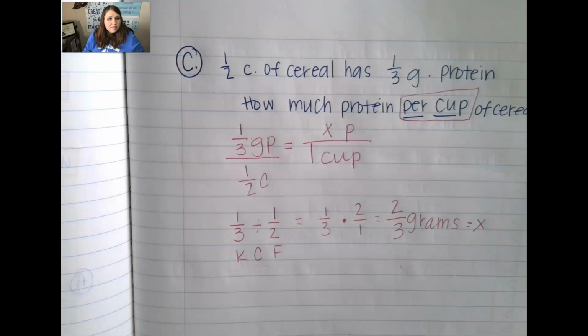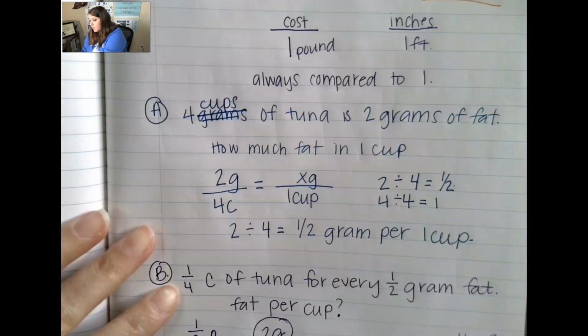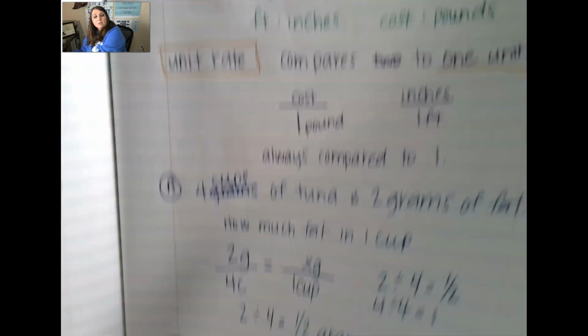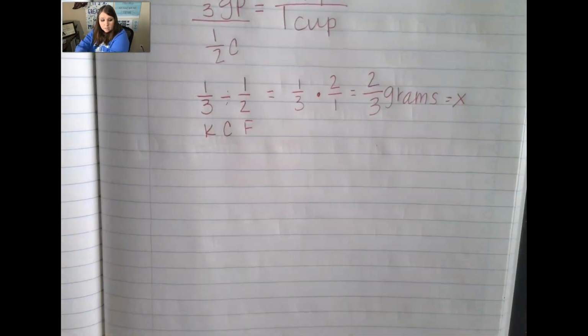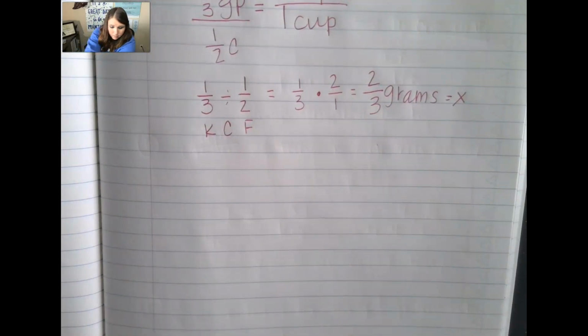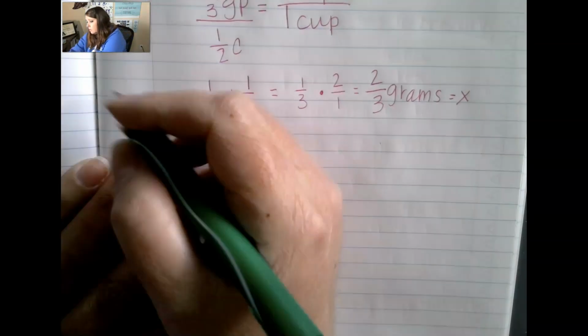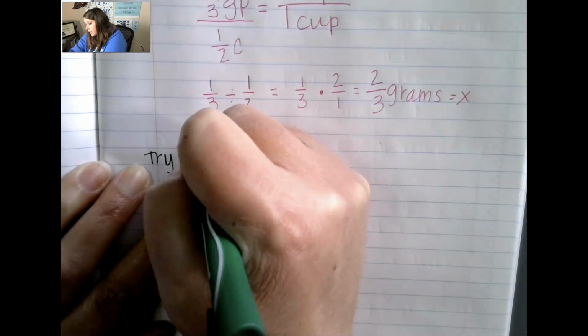Again, the most important thing is to make sure that your labels match. So we want to make sure that our labels match. Cups to cups. And then on this one, we had cups to cups, grams to grams. So all of those, you want to make sure that you are comparing the right thing. Okay, so let's do 2 try-its. One we'll do without fractions and one with fractions.